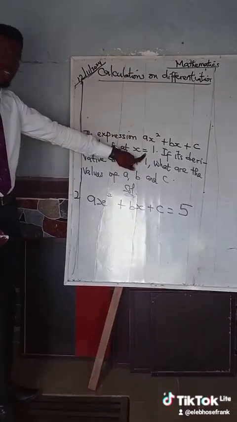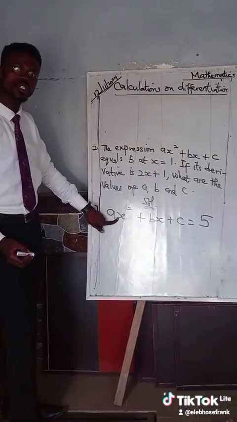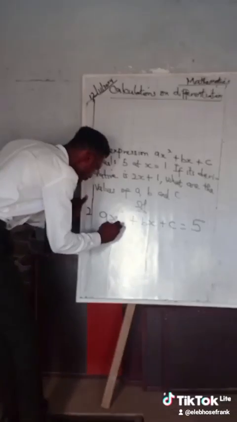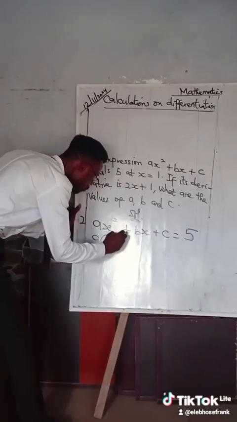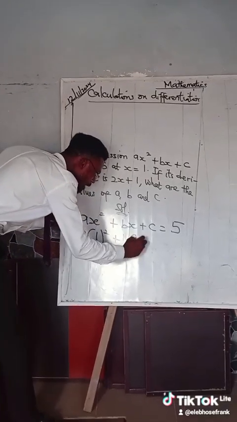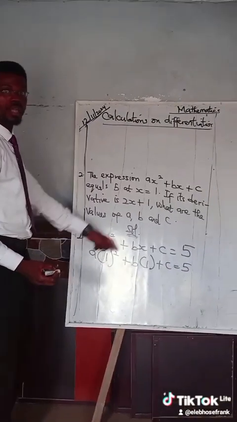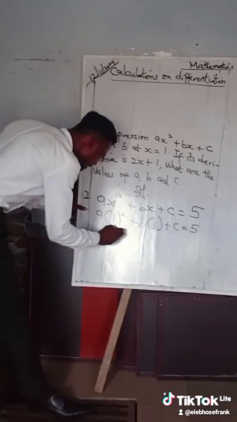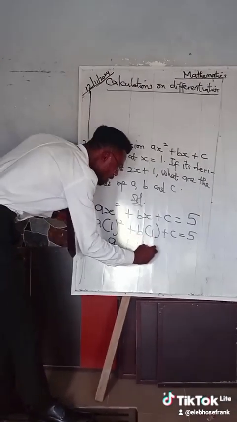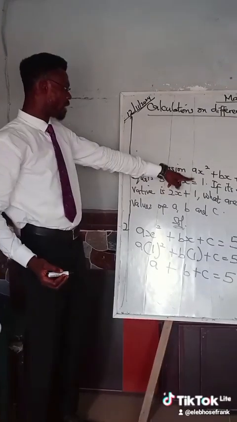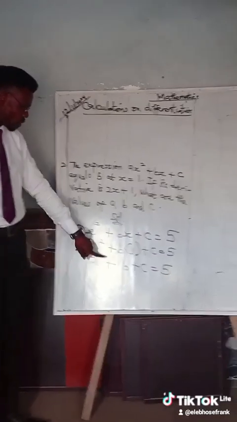That means I'm going to substitute the value of x for what? 1. So that means a, instead of x, I have 1 squared, plus b, instead of x I have 1, plus c equals 5. Alright? So 1 squared, 1 times 1, gives 1. 1 times a is a. B times 1 is b, plus c equals 5. So at x equals 1, this expression is the same thing as saying a plus b plus c equals 5.